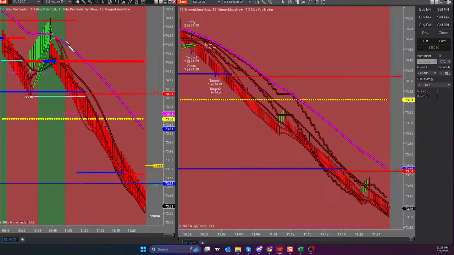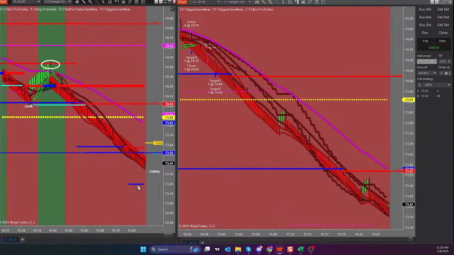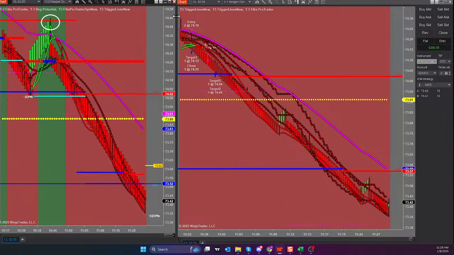Does everyone notice that this strong trend began right at Fibonacci resistance? Probably not a coincidence. No blue lines until 73.20. We'll see what happens.